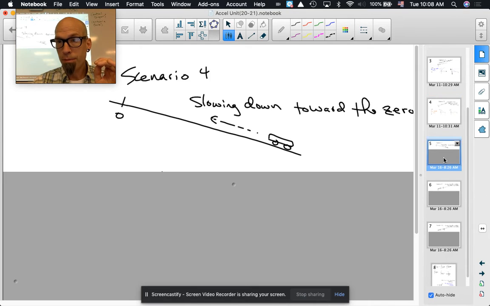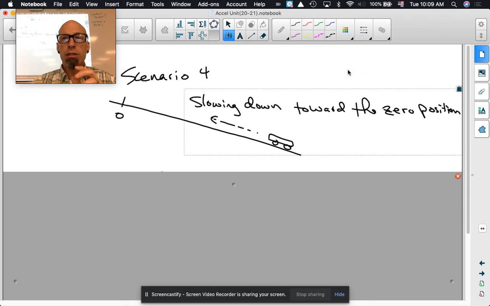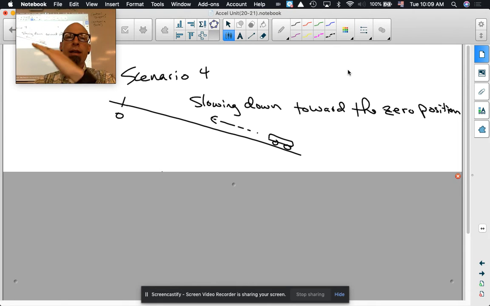Scenario 4 is this. It's going to be, again, traveling in the negative direction. It's going to be slowing down as it goes up the track. It goes up the track from the negative side, slowing down until it stops at the top. Wait a minute, am I pointing the right way? This way. Yeah. So slowing down toward the 0 position. So sketch this, write that out, pause, make some predictions, and then I'll show you what's going on.